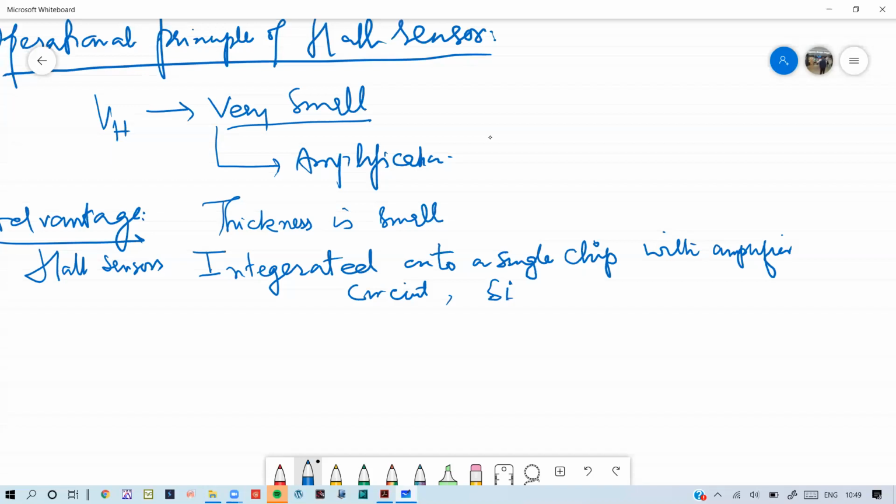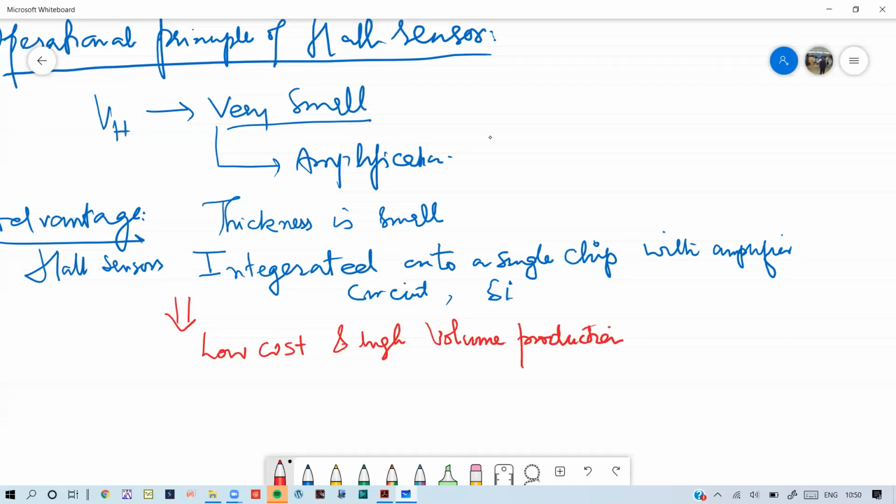And what does this do? This allows, using this process, very low cost and high volume production. That means we can create a large number of Hall sensors at very low cost.